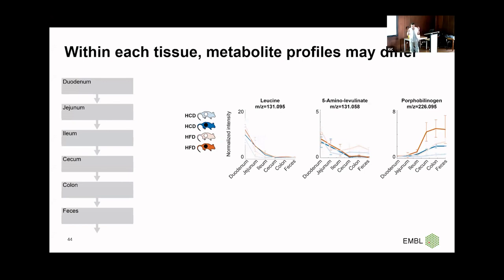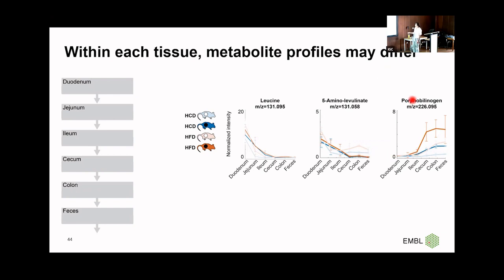However, although the types of metabolites were the same for different mice in the same type of clusters, there were still differences between mouse groups within each cluster. And here I'm just showing you three examples of metabolites to illustrate this point. So here for leucine, for example, there were no strong differences between the mouse groups, but for this metabolite 5-aminolevulinate, you see their profile between different mice in the small intestine is the same, but in the large intestine, this metabolite is much more abundant in germ-free mice that are depicted in lighter colors.